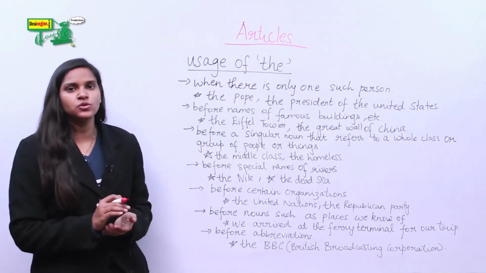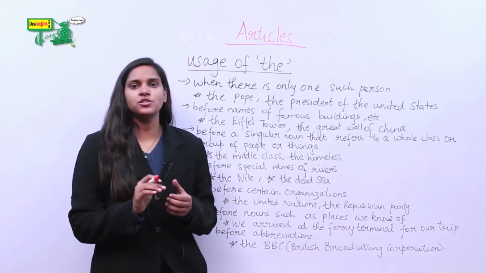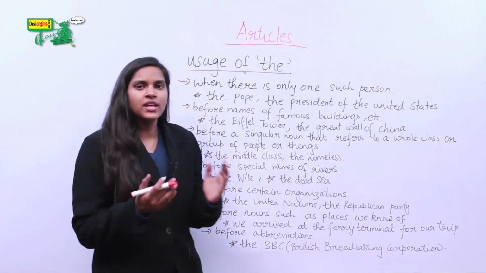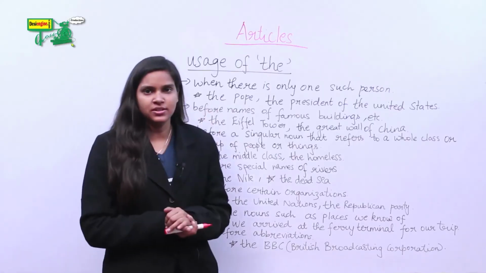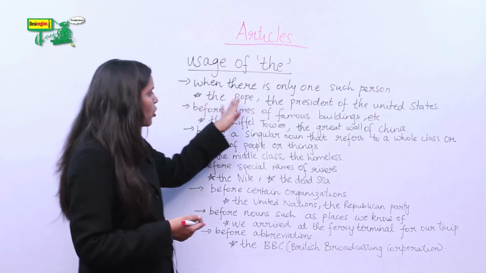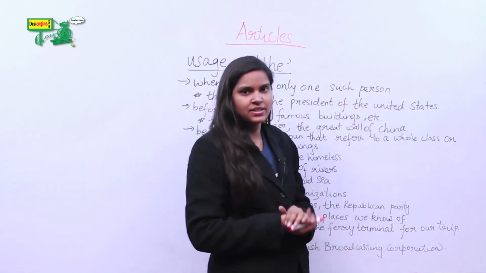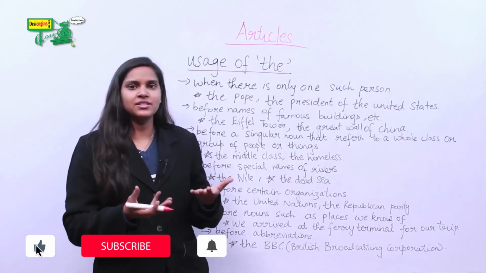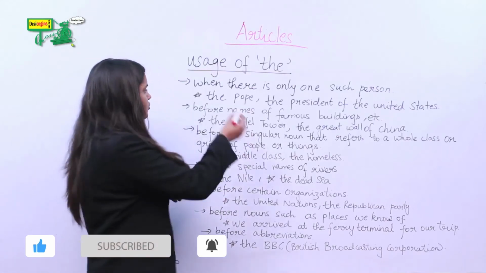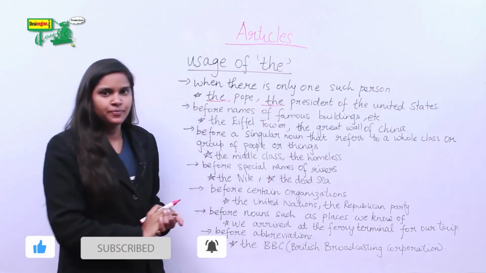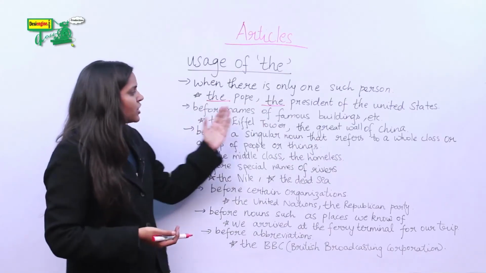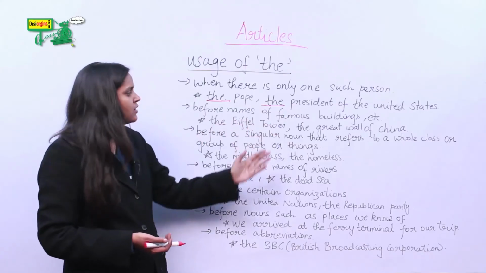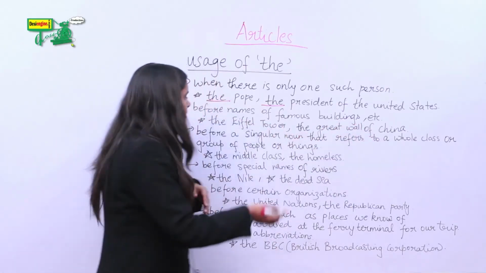Let's talk about the rules that are to be followed in the usage of the article the. The first rule is when there is only one such person. For example, the Pope, the President of the United States. There is just one Pope, or there is just one President of the United States. Therefore, the usage of the. The next rule is before names of famous buildings. For example, the Eiffel Tower, the Great Wall of China.